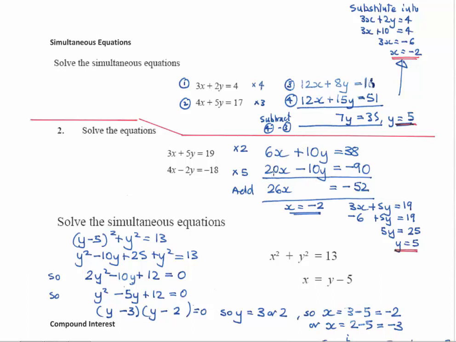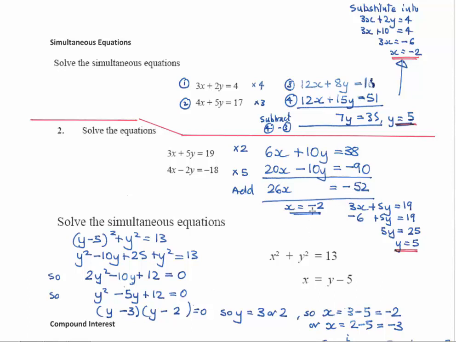6x add 20x is 26x. That added together makes nothing. Minus 90 add 38 is minus 52. So x is going to be minus 52 divided by 26, which is minus 2.